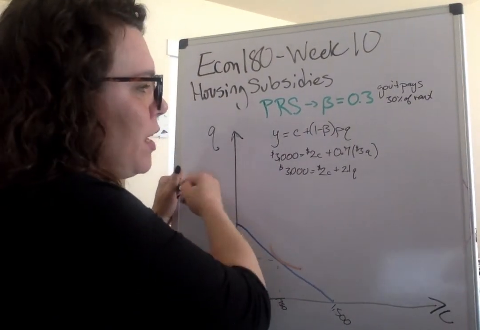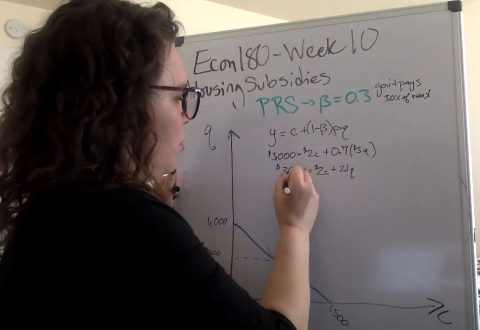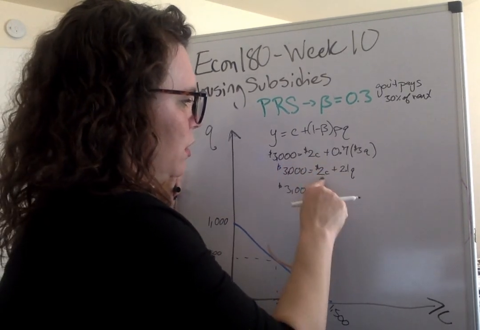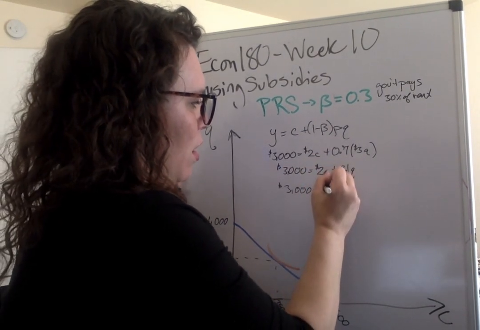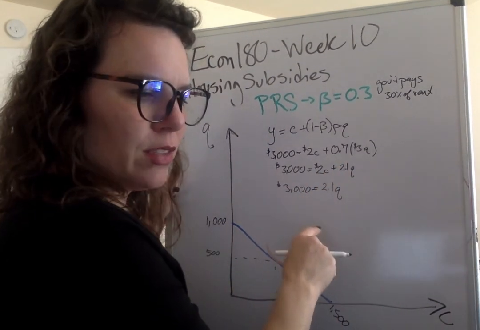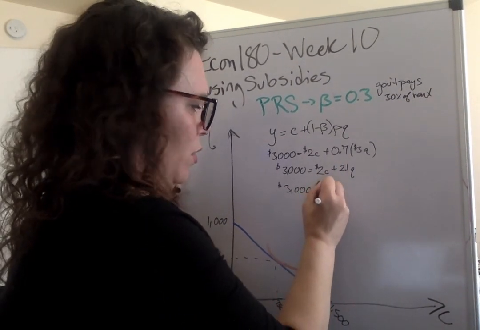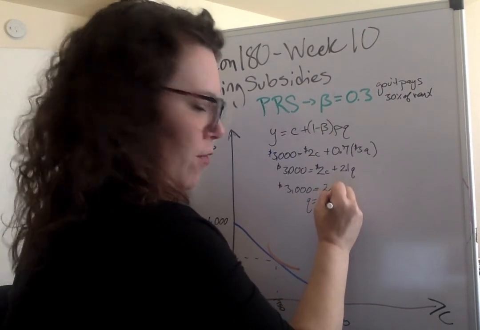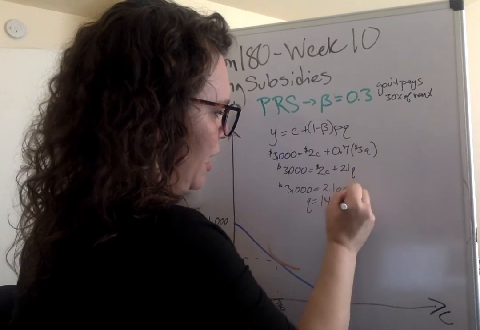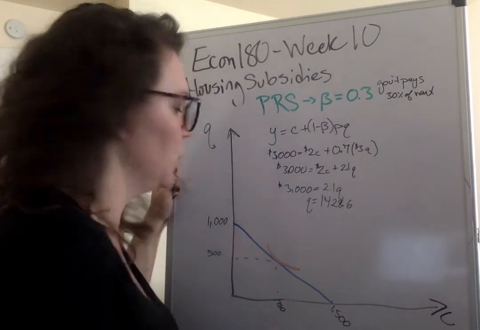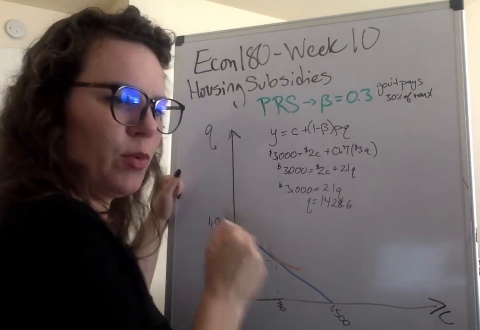But you do the same thing, right? You would just set C equal to 0, so it'd be $3,000 equals 0, and then it's going to be 2.1 Q. So you divide 3,000 by 2.1, and you get Q is equal to, not dollars, but 1,428.6 square feet. Cool? Don't need to do it. Can if you want to.